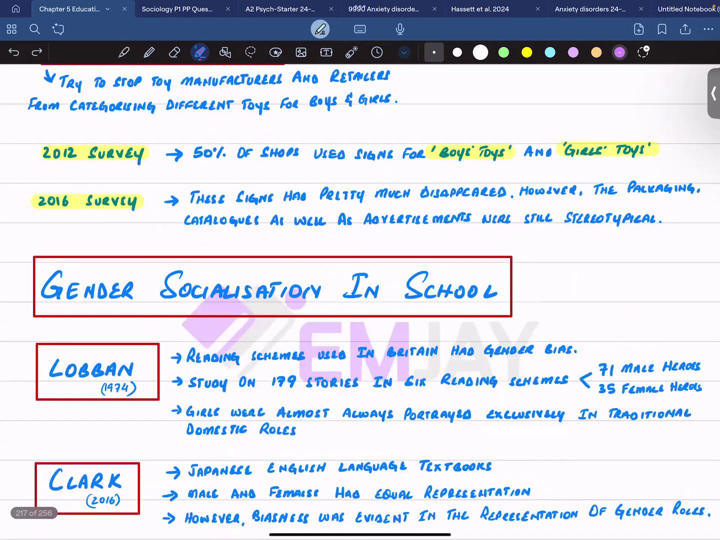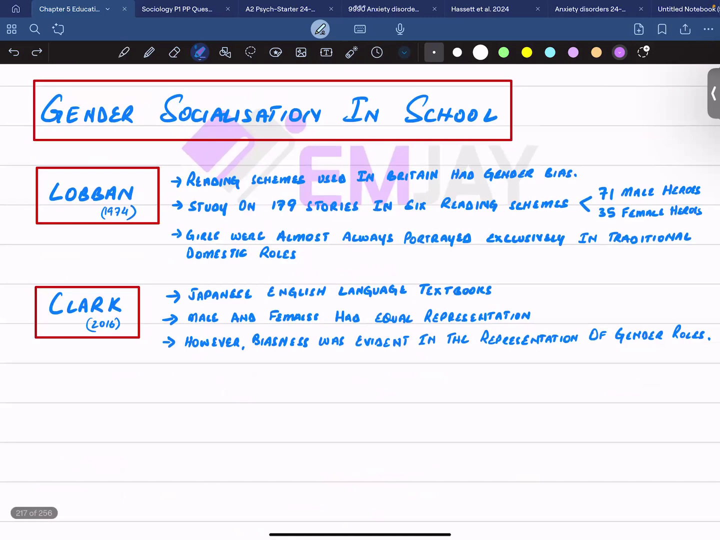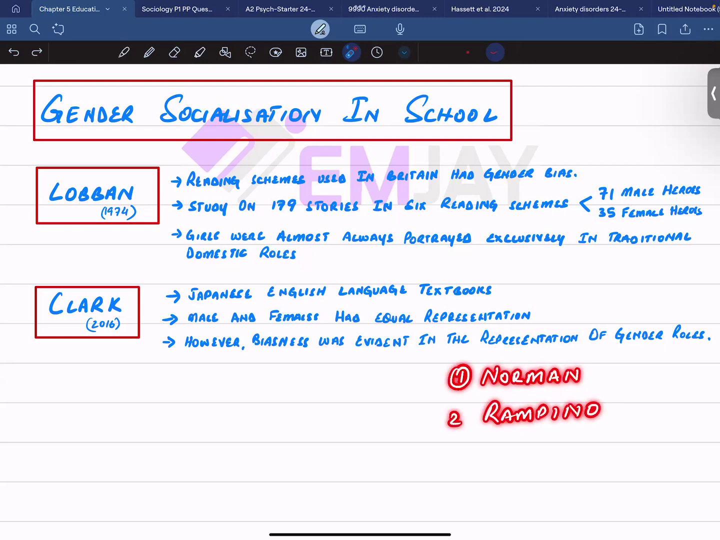answer. So taking this ahead, we so far have spoken about Fiona Norman, number one. Number two, we spoke about Tina Rampino. Number three, we spoke about Sue Sharp. Number four, we spoke about this UK based organization with the name Let Toys Be Toys.